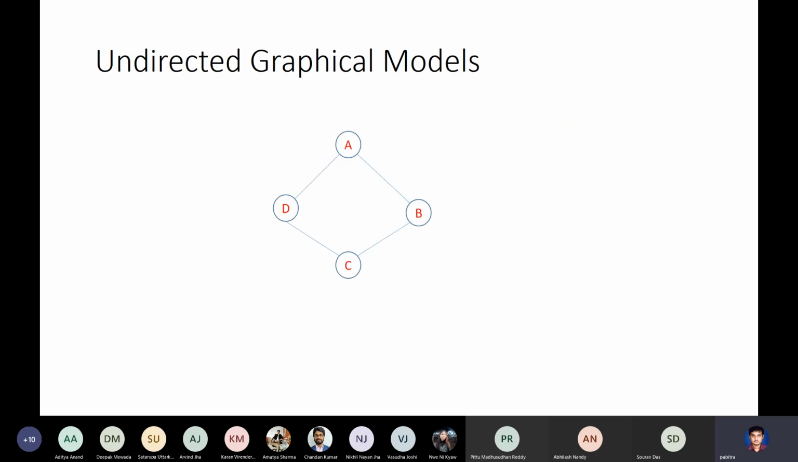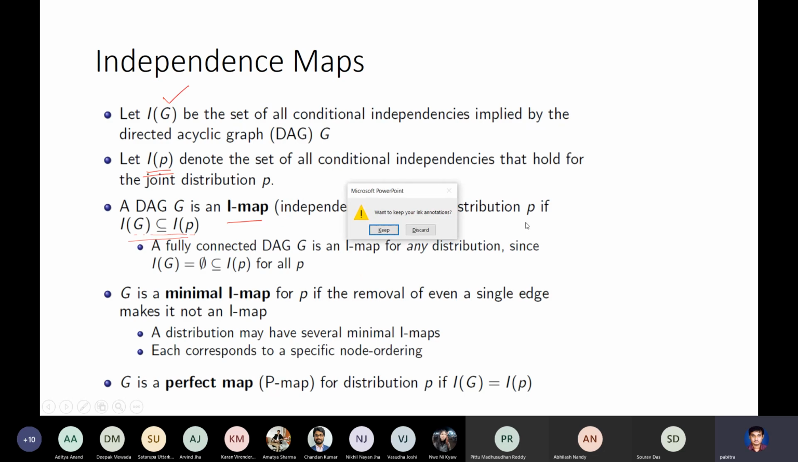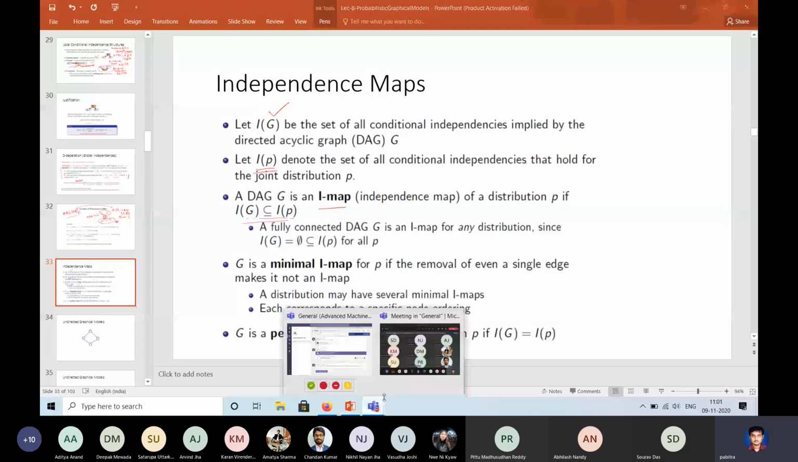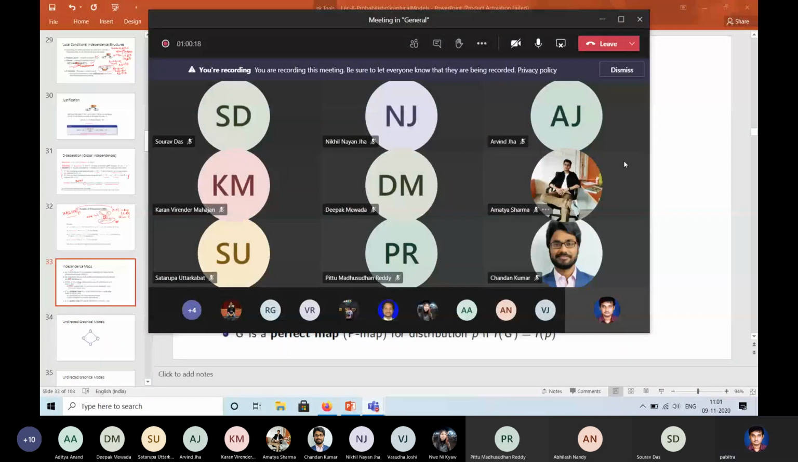Okay, so I stop here today. And in the next class, we will go into undirected maps. What we have covered today is just the representation: how do you represent a joint probability distribution using a directed acyclic graph? Next, we'll move into how to represent them using undirected graphs, and then we'll move into inference, and then into learning. So next class, I'll cover as much as possible.